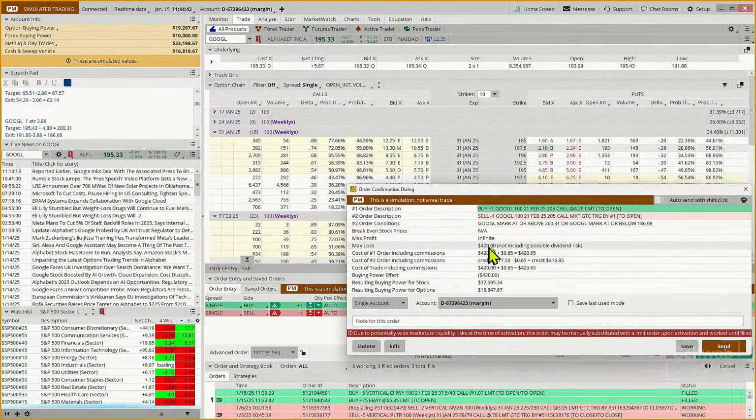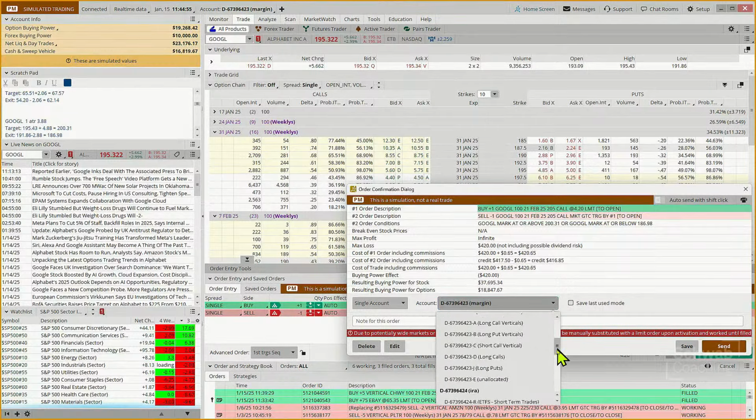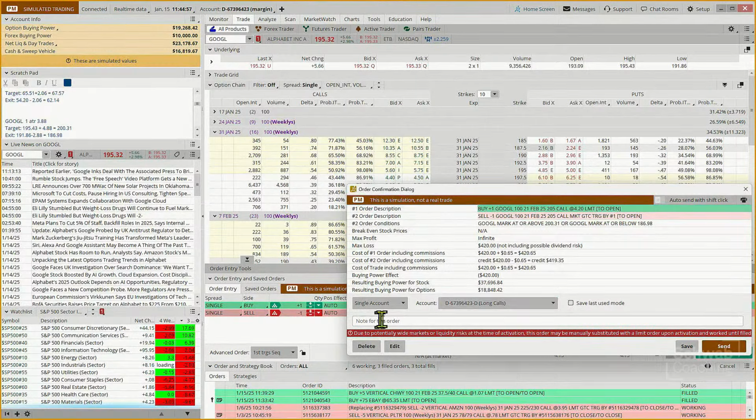How much could we lose? 420. Our target, our price is 195, $5 above. That makes sense. Or about $9 below. And we're putting this in our long call group with a 1 ATR target.